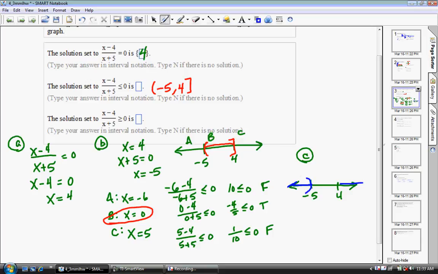Again, we can never include the endpoint that makes it undefined. We can include the endpoint that makes it equal to 0. So in that case, this would be from negative infinity to negative 5 with the parenthesis, union bracket 4 to infinity.